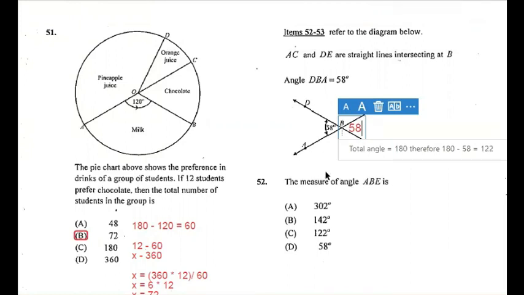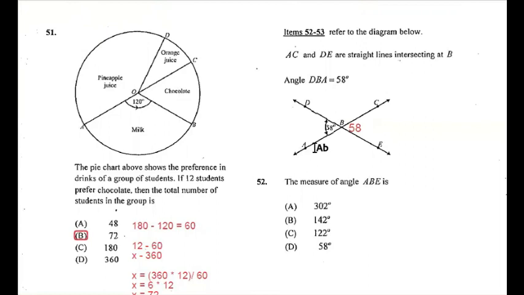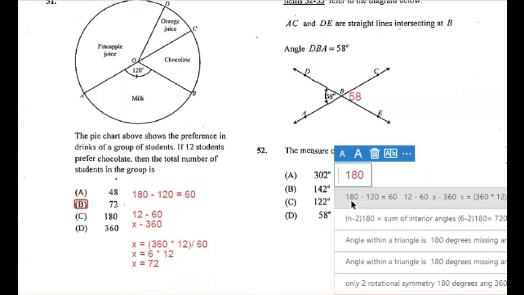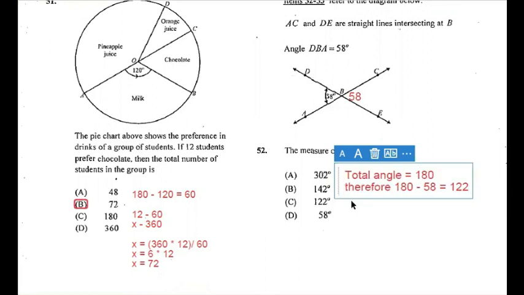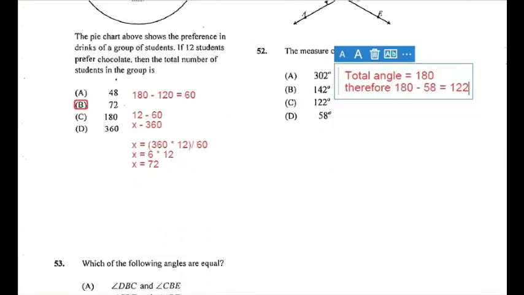So the angle you're looking for is ABE, which is right here. There are different ways that you can solve this, but let us use the straight line method. It's the angle on a straight line. So on this straight line, we already have 58 degrees. So therefore it will be 180 minus 58, and that will give us 122 degrees. And that is our answer.